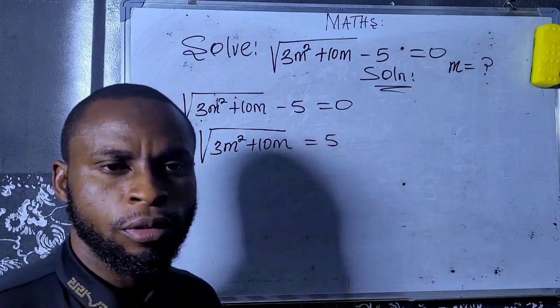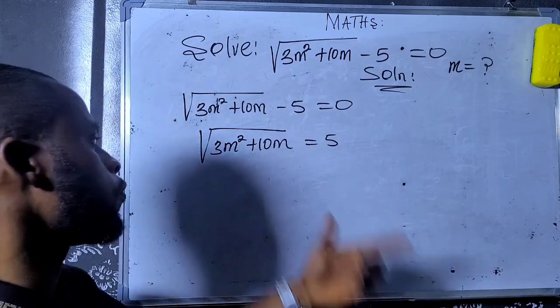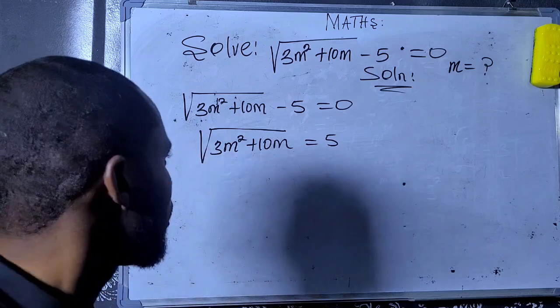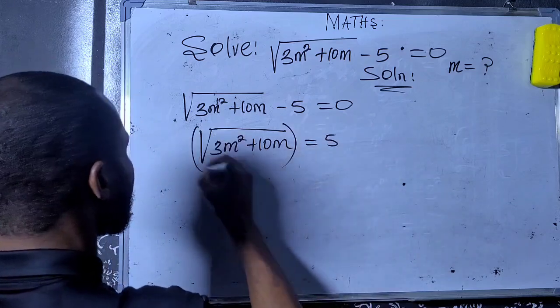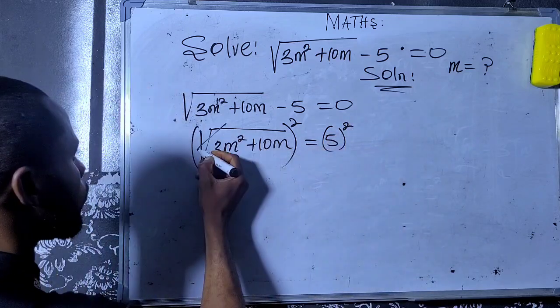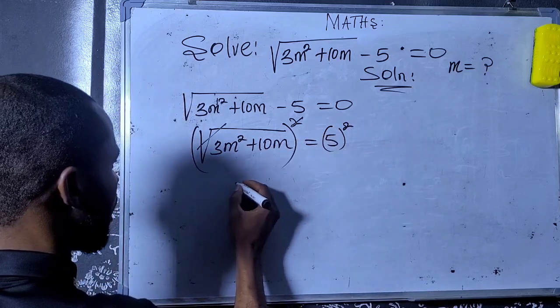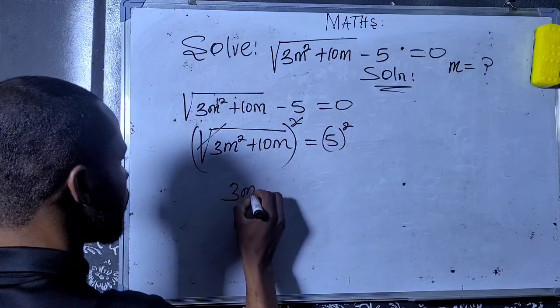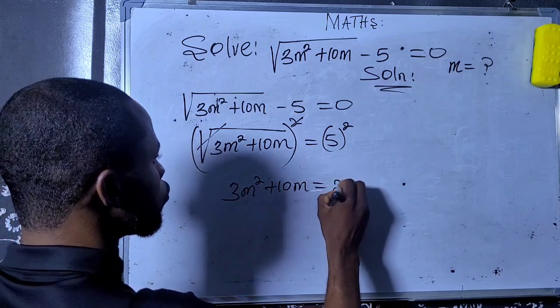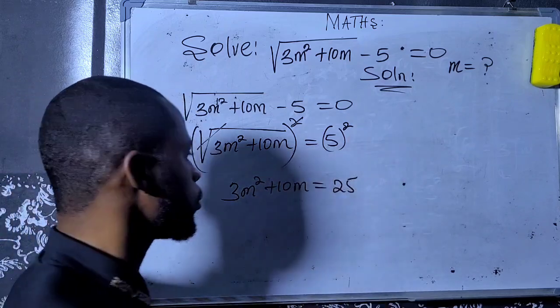The next step to be considered is to square both sides of the equation so that the radical sign can be removed. Then I will square this and square this as well. Then as for square roots, we eliminate this square, and I have here 3m squared plus 10m equals 25, because 5 squared will give you 25.